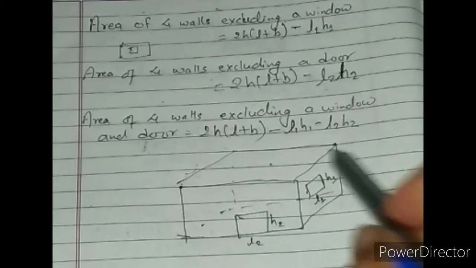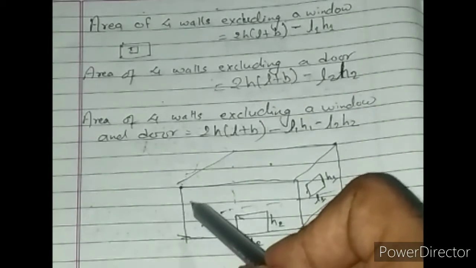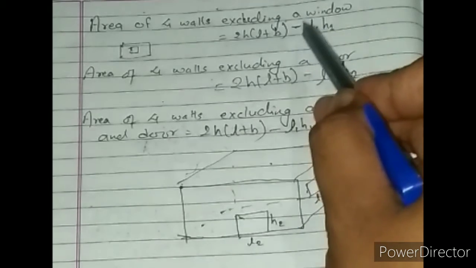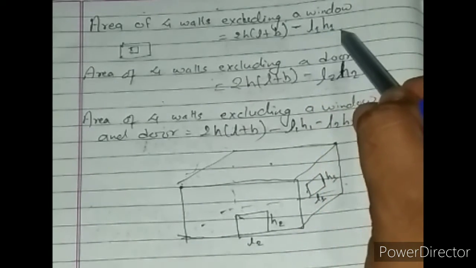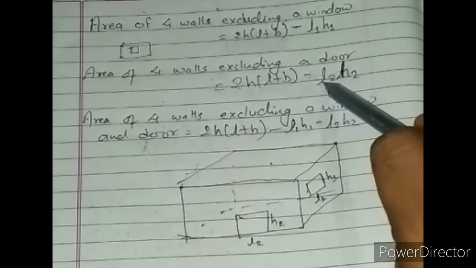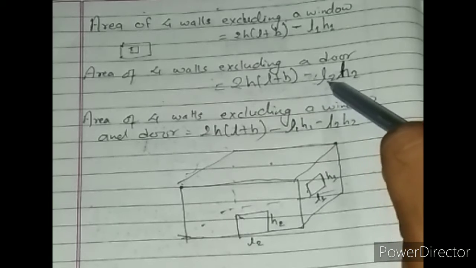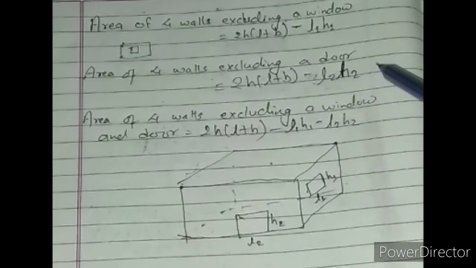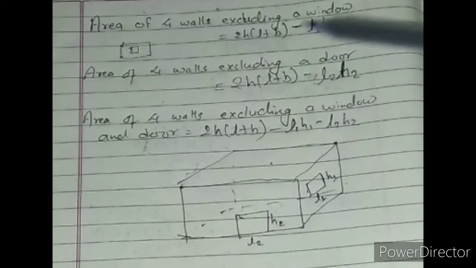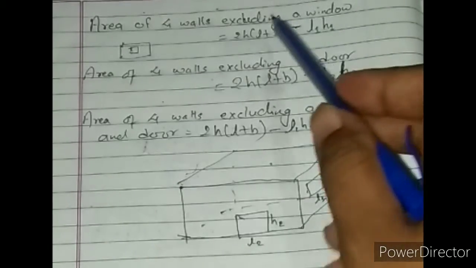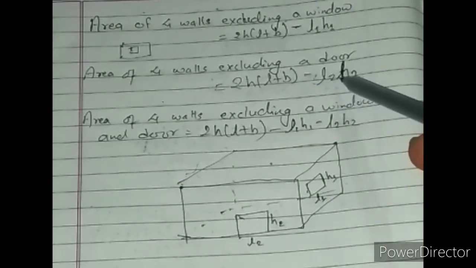Okay, now if two windows are given, then we have to subtract another window also, so 2 times 2L1 H1. And in the same room if two doors are there, then also here we subtract 2L2 H2. So however many windows and doors are given, from the area of four walls we have to subtract.